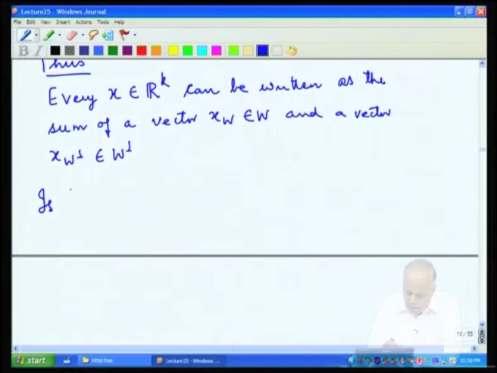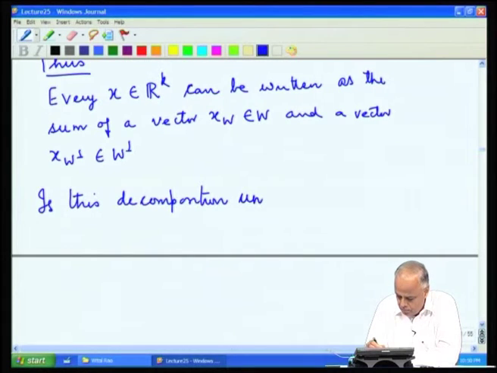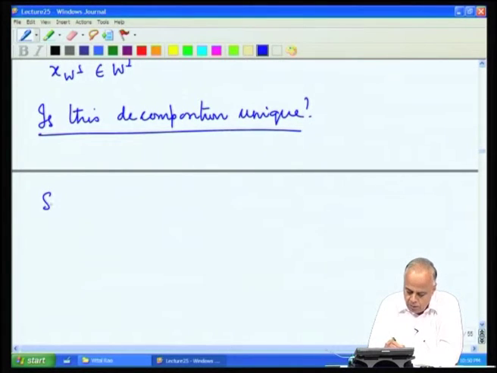Now, are there many ways of doing this decomposition? If so, we would like to choose the correct one or the useful one, or if there is only one way of doing it, then we do not have much choice. So, is this decomposition unique? Suppose we have two decompositions.